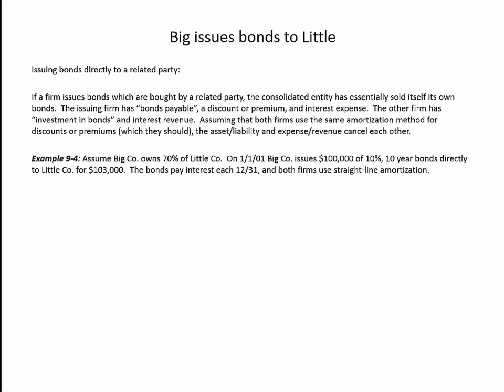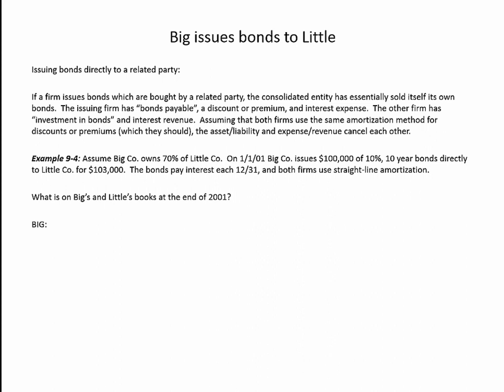So for example, let's assume that big company owns 70% of little company. On January 1st, 2001, big company issues $100,000 of 10% 10-year bonds directly to little company for $103,000. The bonds pay interest each December 31st, and both firms use straight line amortization. Now let's see what's on Big and Little's books at the end of that first year, 2001.